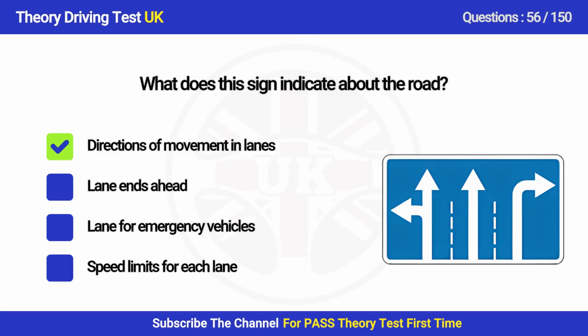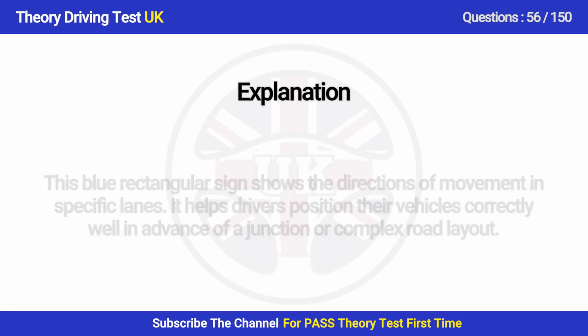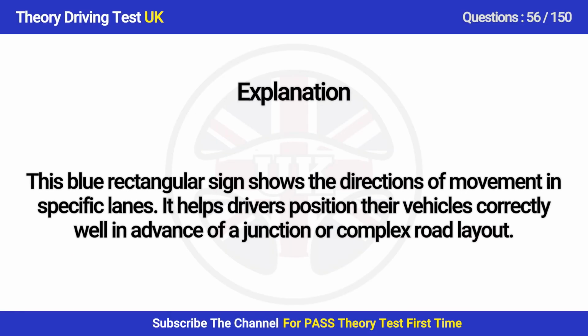Answer is A. Directions of movement in lanes. This blue rectangular sign shows the directions of movement in specific lanes. It helps drivers position their vehicles correctly well in advance of a junction or complex road layout.